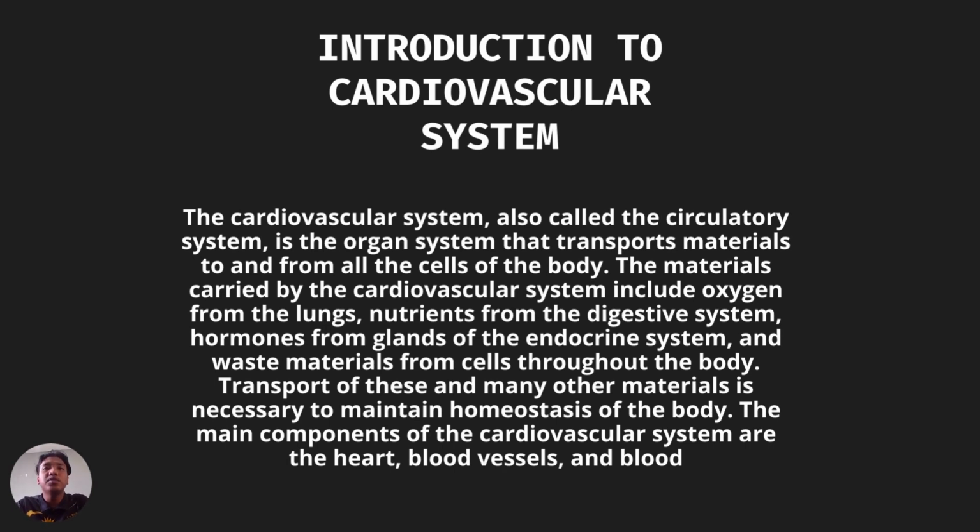The cardiovascular system, also called the circulatory system, is the organ system that transports materials to and from all the cells of the body. The materials carried include oxygen from the lungs, nutrients from the digestive system, hormones from glands of the endocrine system, and waste materials from cells throughout the body. Transport of this and many other materials is necessary to maintain homeostasis of the body. The main components of the cardiovascular system are the heart, blood vessels, and blood.